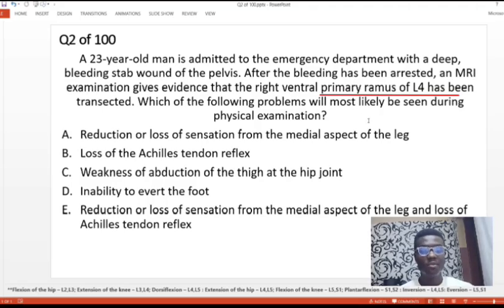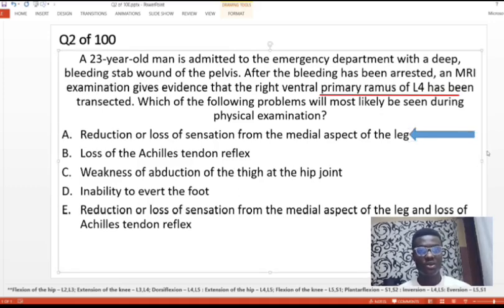Remember, we initially established that L4 predominantly innervates the skin on the medial aspect of the leg and the medial part of the dorsum of the foot. So option A is our correct answer, and I believe you understand why the other options are wrong.